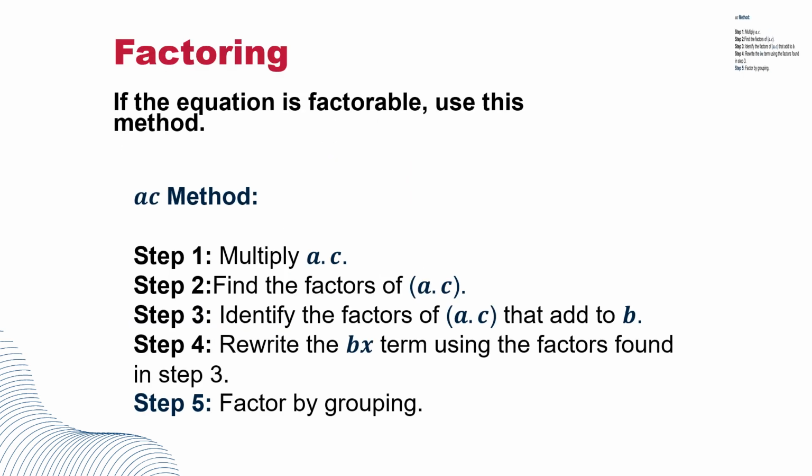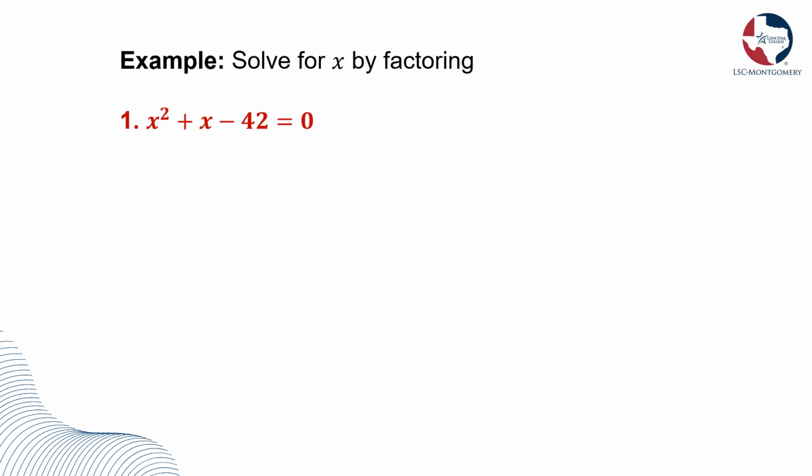If you're solving the equation by factoring, you want to use this method, the AC method. The first thing you do is you multiply the a and the c term and then find factors of that AC term that can multiply to get you a times c, but also add to get to the b term. Then you rewrite that b using those factors, and then finally you factor by grouping. Let's apply the AC method with this example here.